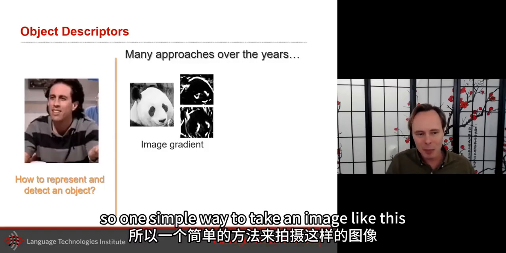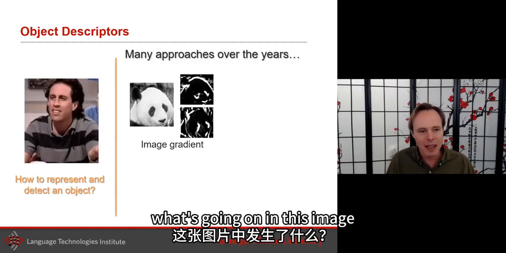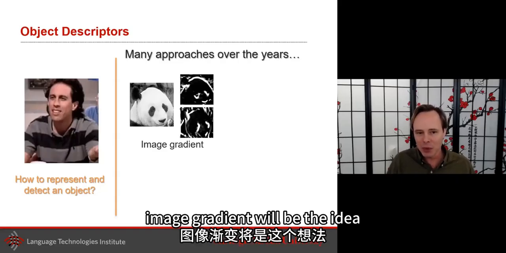So one simple way to take an image like this and say, hey, let me try to summarize a little bit what's going on in this image, would be to look at image gradient. Image gradient would be the idea of looking here.